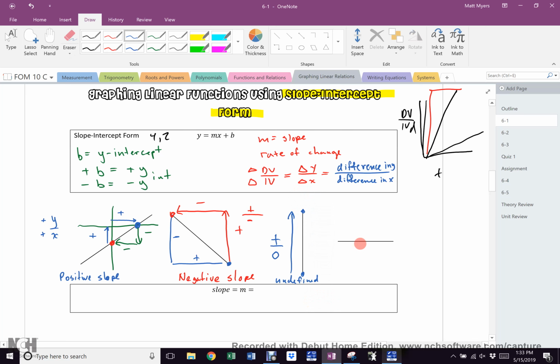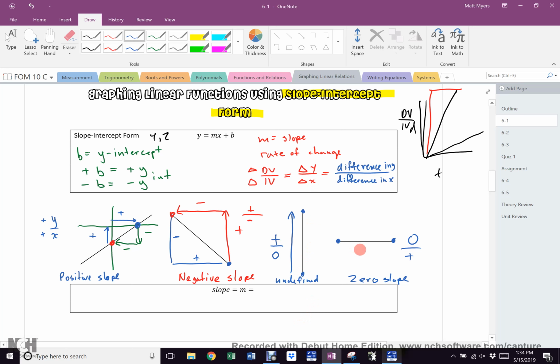Lame. What about this one? Is it the same thing? What's my up and down? 0. What's my side to side? Positive or negative, doesn't matter, right? Can I divide by 0? Can 0 be divided? No, but it's not infinity. What is it? It's not undefined. I have no pizza. Let's cut it in half. How much pizza do I have? 0. This is a 0 slope. This is infinite because you would fall. This is 0 because you wouldn't move at all.